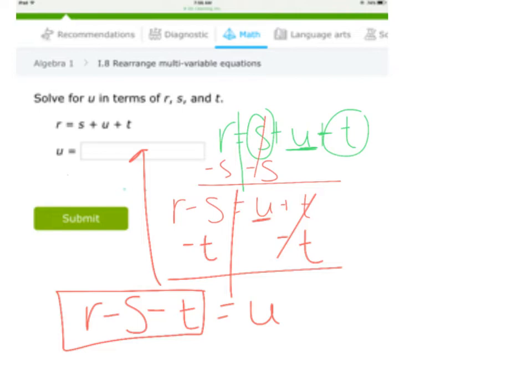So you're doing the opposite operations. It's not going to be just 7 or 6 or negative 10. It is going to have all those letters in it.